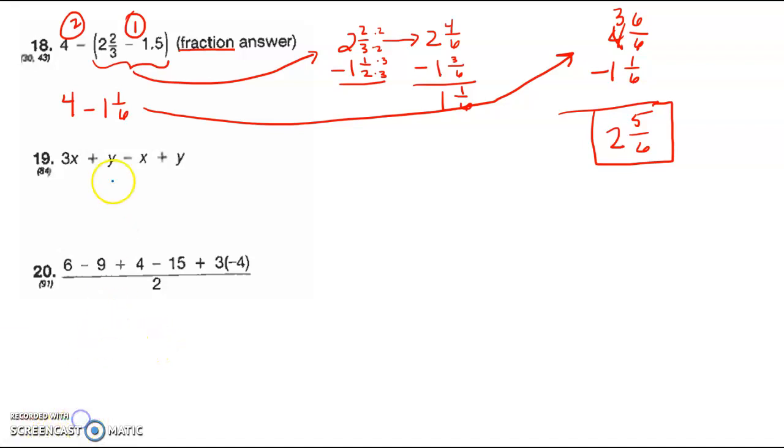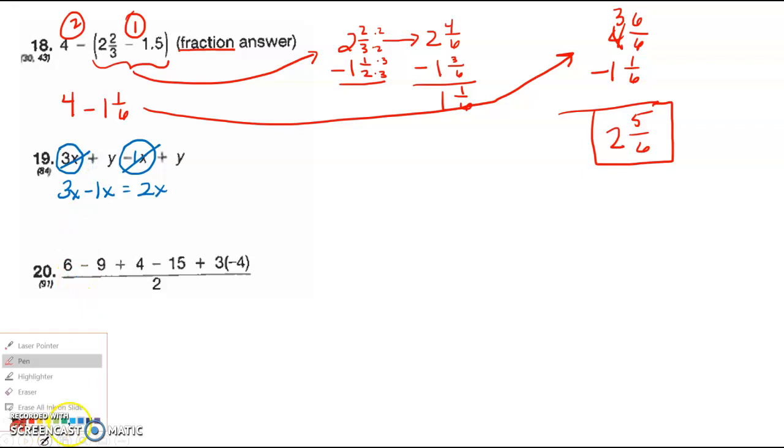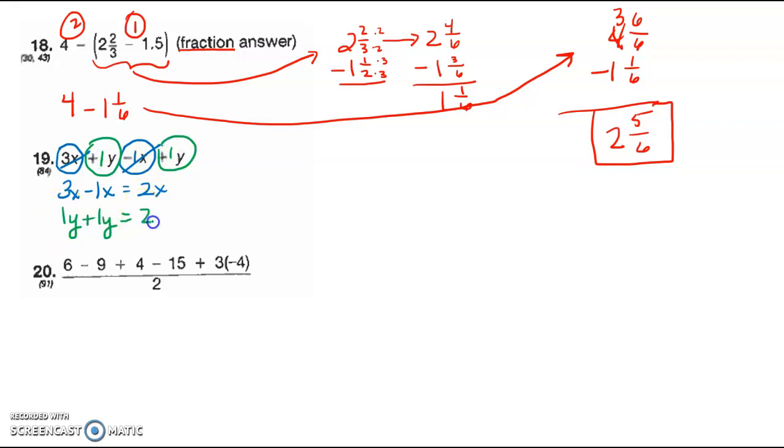Okay. All right, so number 19 is combining like terms. So I have 3x minus 1x. Keep in mind that's got a 1 in front of it. So that's 2x. So my x's are done. And then I have plus 1y plus 1y. So I have 1y plus 1y is equal to 2y. So my answer is 2x plus 2y, and that is it.